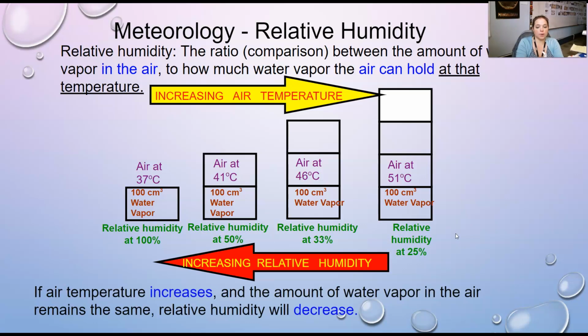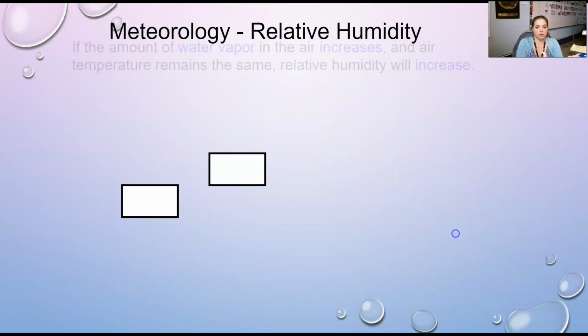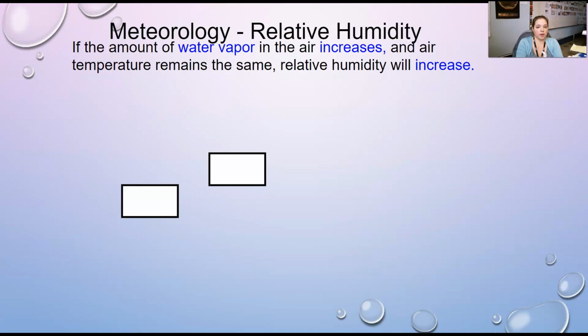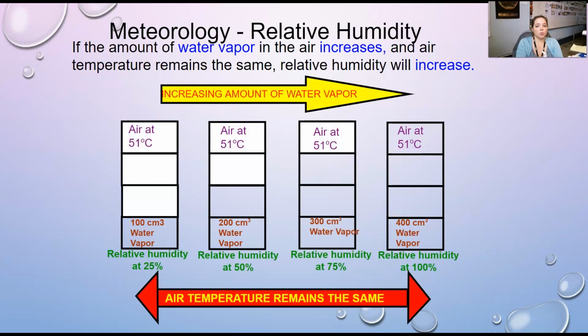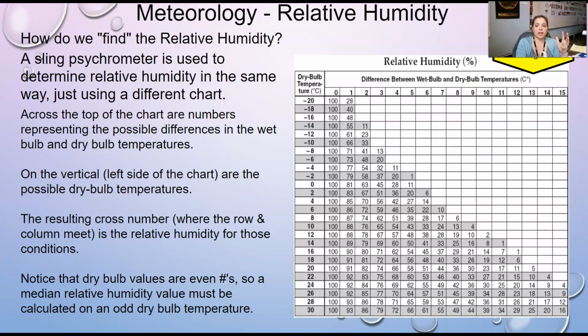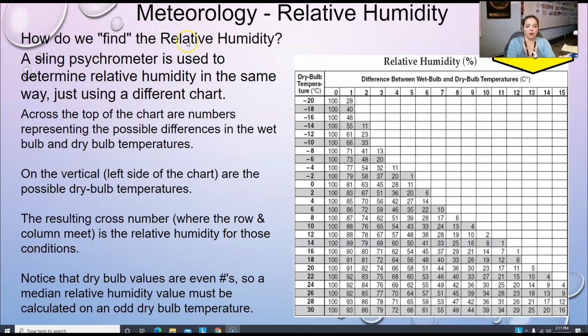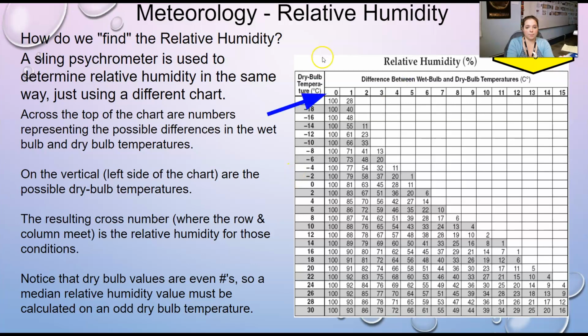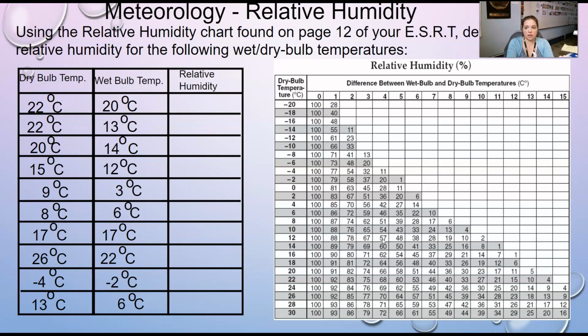If the air temperature increases and the amount of water vapor in the air remains the same, the relative humidity will decrease. If the amount of water vapor in the air increases and the temperature remains the same, the relative humidity will increase. So if the temperature is the same, but I increase the amount of water, you're going to get more humidity out of it. This again is on page 12, on the bottom part. Again, you're going to find the difference up at the top, the dry bulb right here, and they're still evens, and the resulting numbers right there. Still the same as the dry bulb, only now it's relative humidity and it's in percentage.